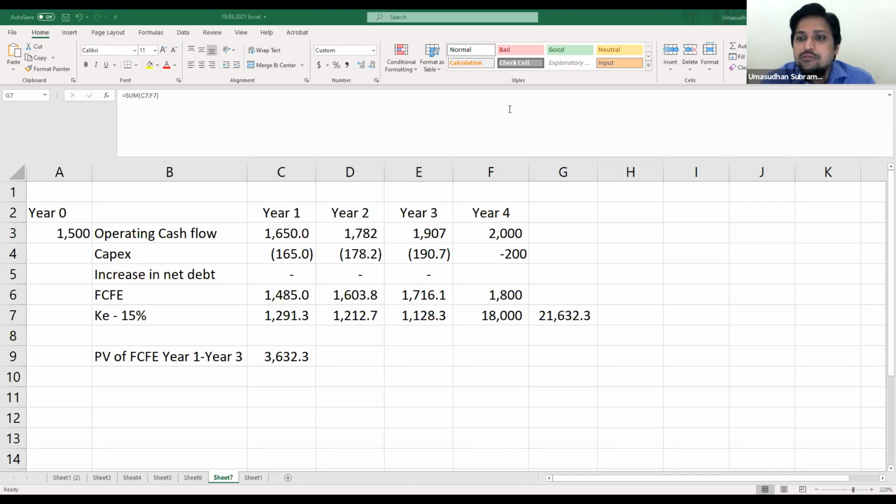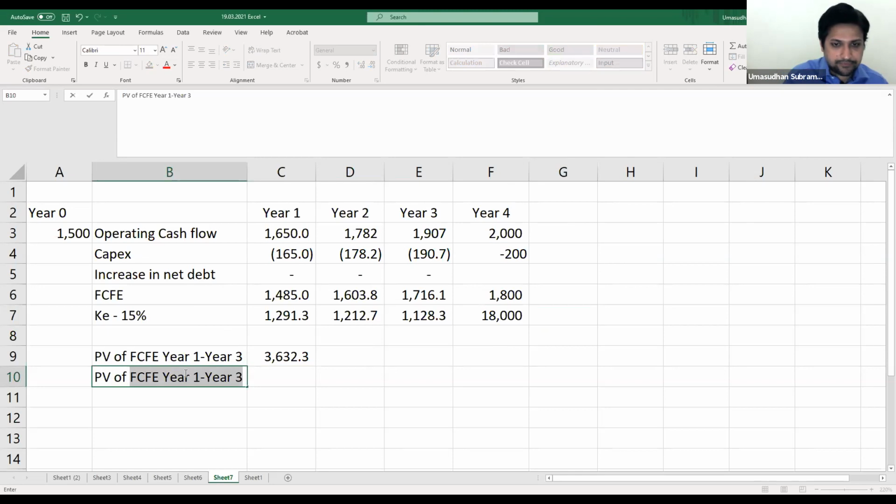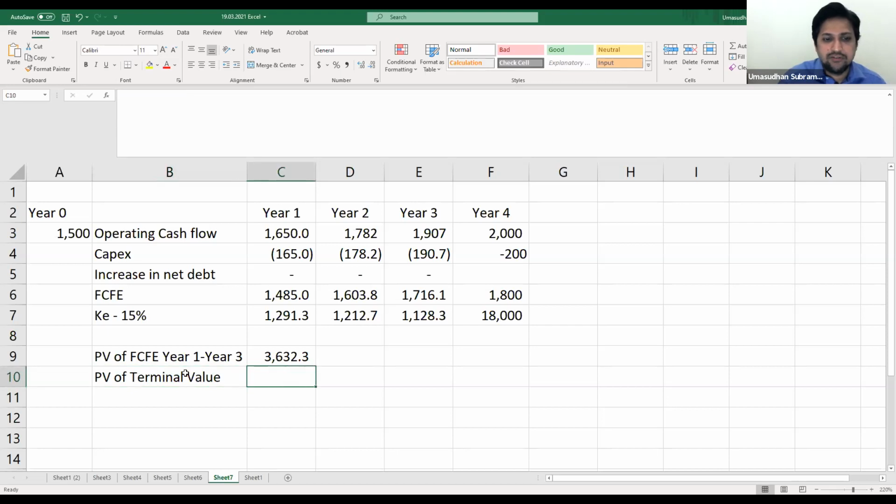This 18,000 that you have gotten here, the value of your terminal value, the present value of infinity, is as of which year? Year 3, because you are using year 4, which means you are getting it as of year 3. So you discount further to arrive at the present value. Present value of terminal value is basically 18,000 divided by 1.15 to the power of 3.